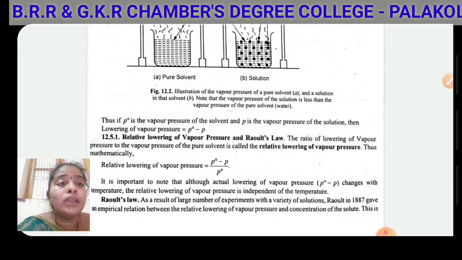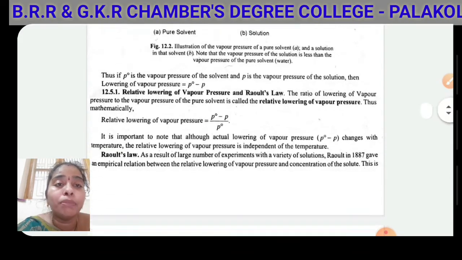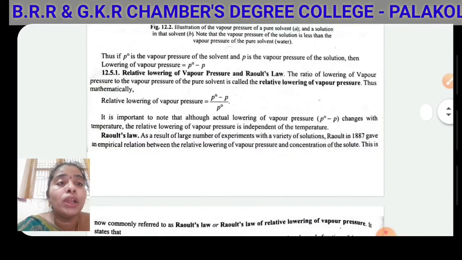That is, relative lowering of vapor pressure is the ratio of lowering of vapor pressure to the vapor pressure of the pure solvent. It is called relative lowering of vapor pressure, mathematically (P0 minus P) by P0. It is important to note that the actual lowering of vapor pressure, P0 minus P, changes with temperature. The relative lowering of vapor pressure is independent of the temperature.